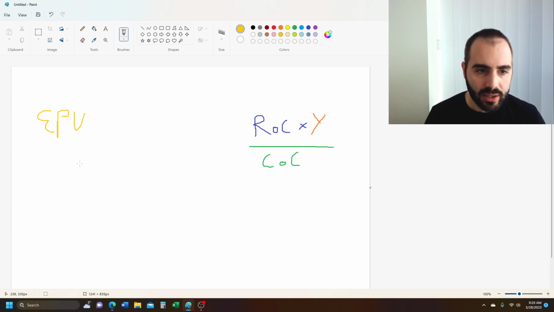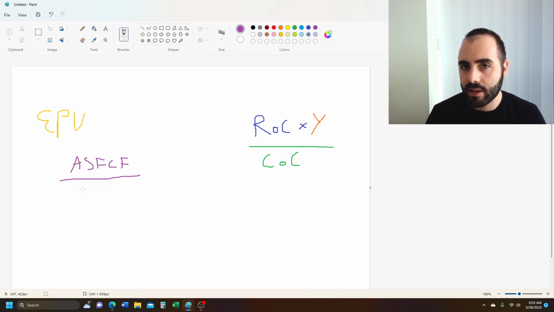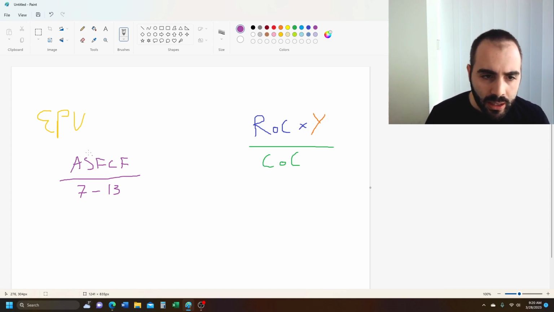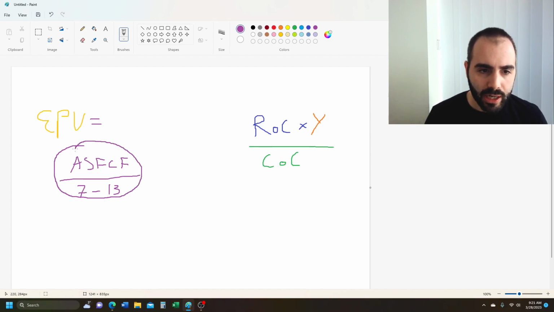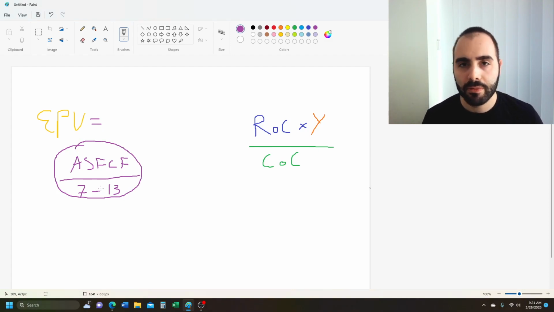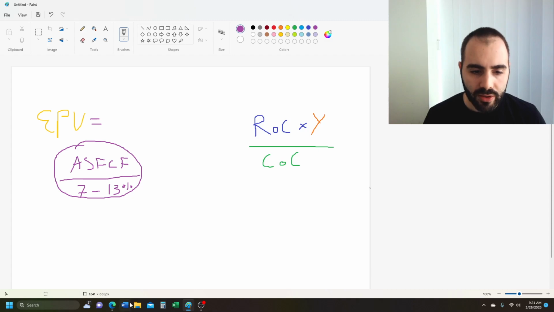essentially the sustainable free cash flows of a company, so the average sustainable free cash flow of a company divided by some rate of return that you're looking for in terms of your investment. Usually this rate of return, which is basically the cost of capital, is going to be somewhere between 7 or 8 and 13% depending on the company. So the earnings power value is equal to the average sustainable free cash flows of the company divided by your rate of return, which is going to be between 7 and 13%. Okay?